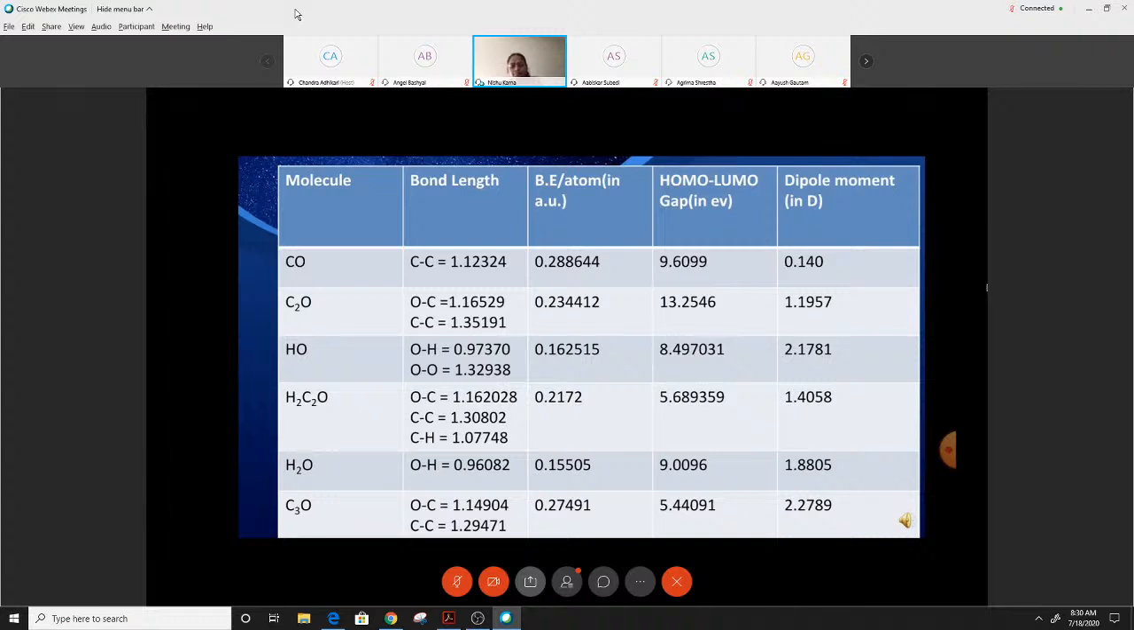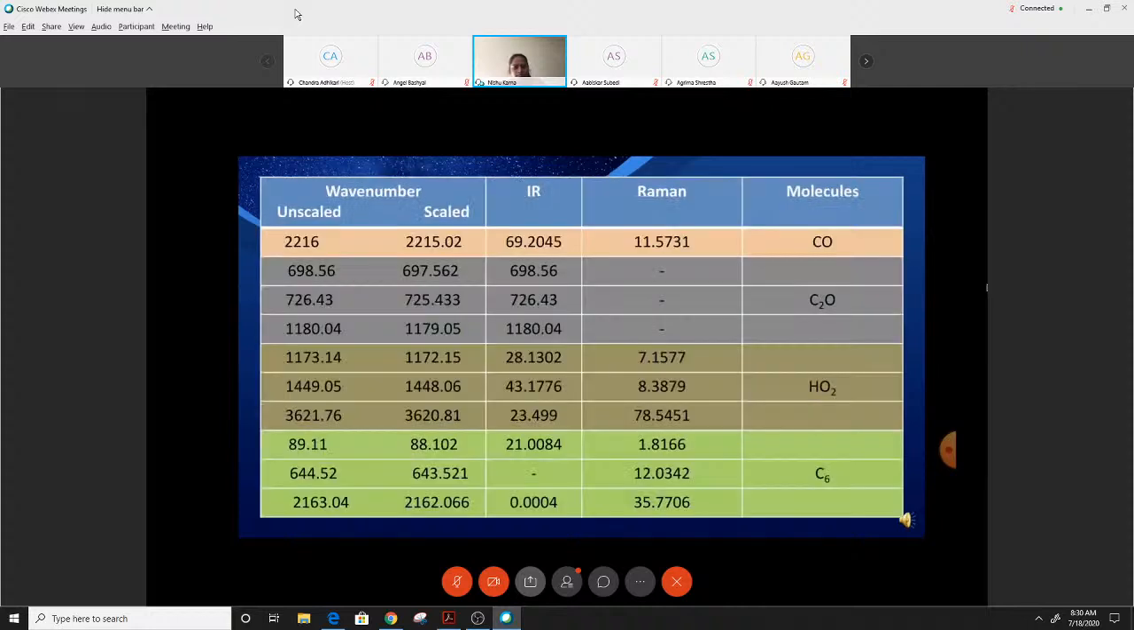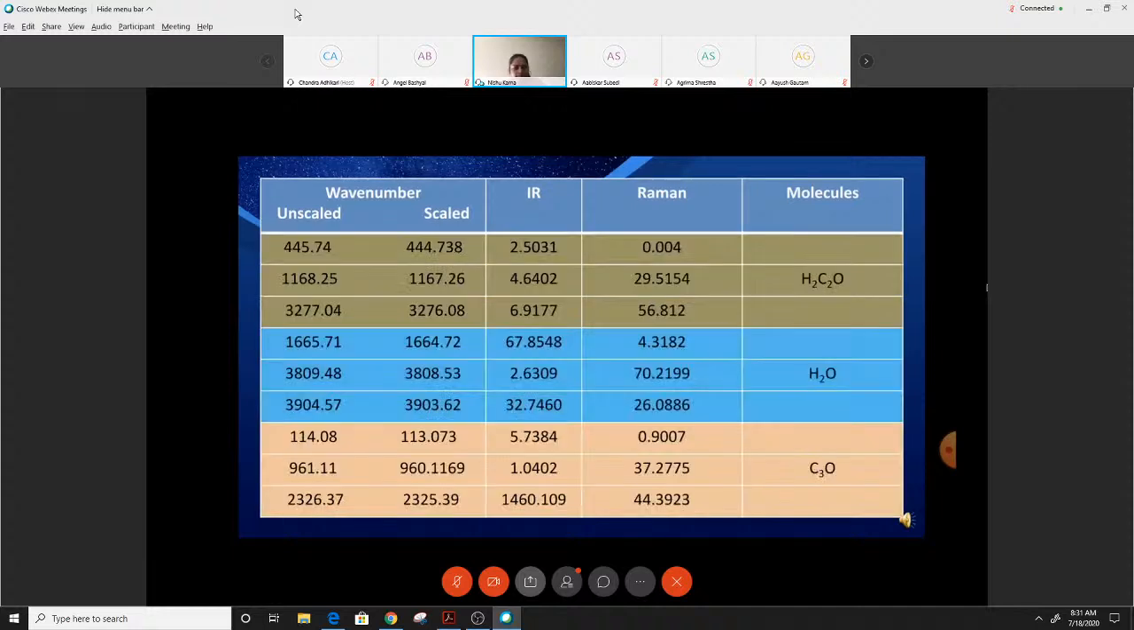This calculation is done for the interstellar molecules CO, C2O, HCO, H2C2O, H2O, C3O, SC3N, CS3NC, C6. The calculated IR and Raman wave numbers using the 6-311G level of theory are given in the table. The calculated wave numbers were scaled by the wave number linear procedure.